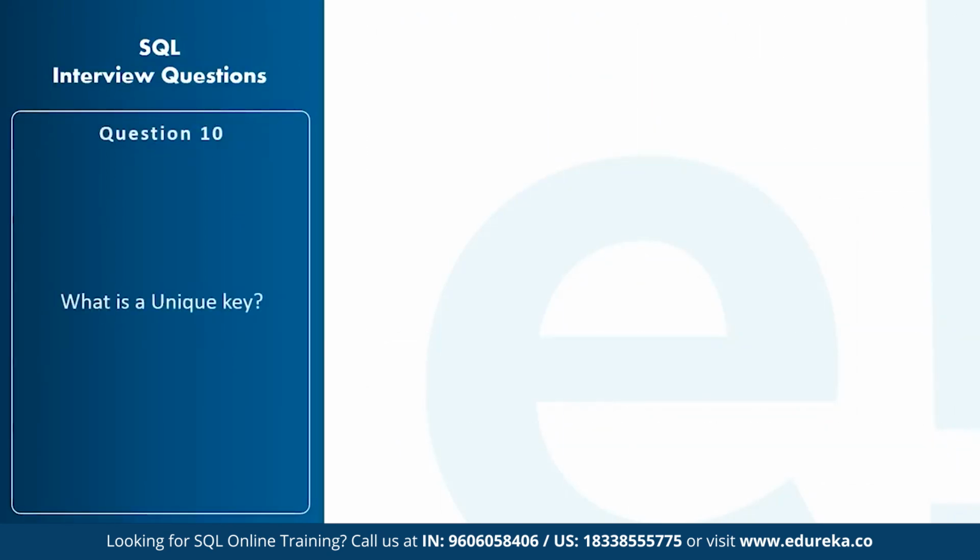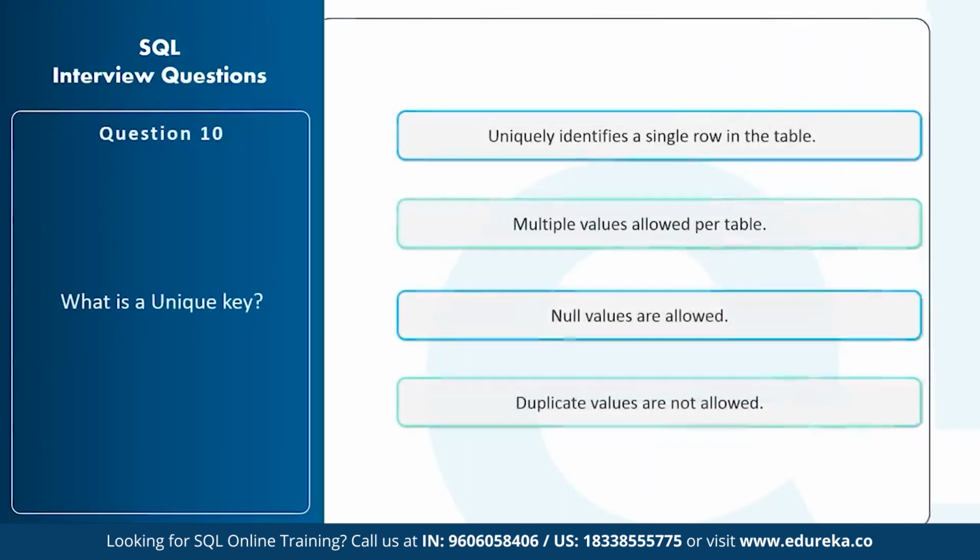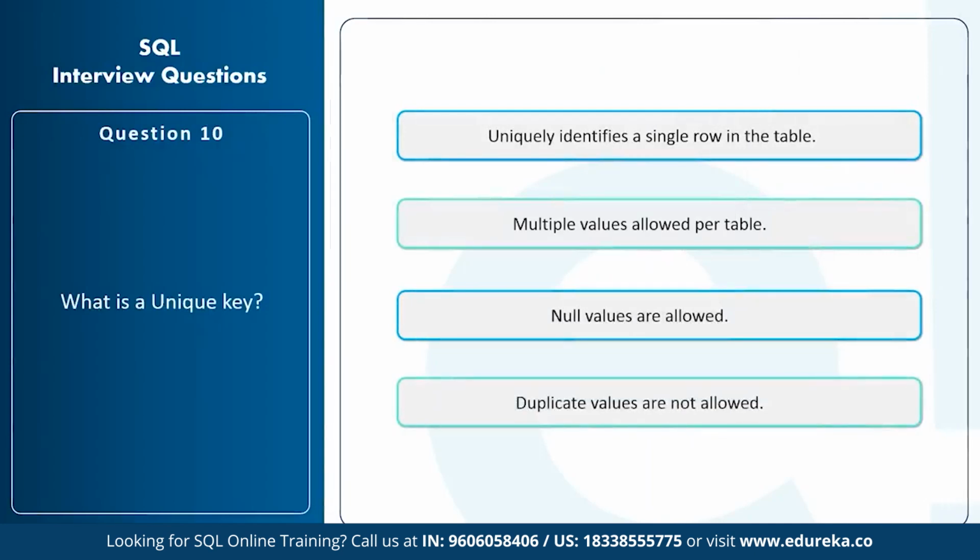That is, what is a unique key? Now, a unique key identifies a single row in a table. This allows multiple values per table, and also null values are allowed. So whenever you're using the unique key, you need to have an idea that it identifies a single row in the table. Multiple values are allowed per the table, and also null values are allowed, but yes, duplicate values are not allowed.